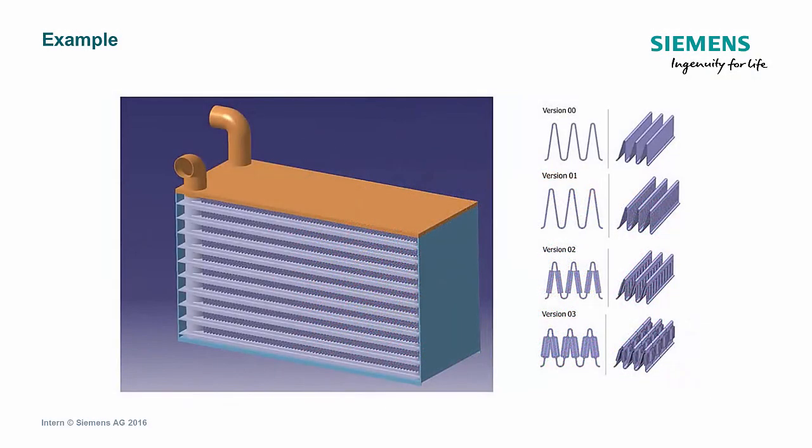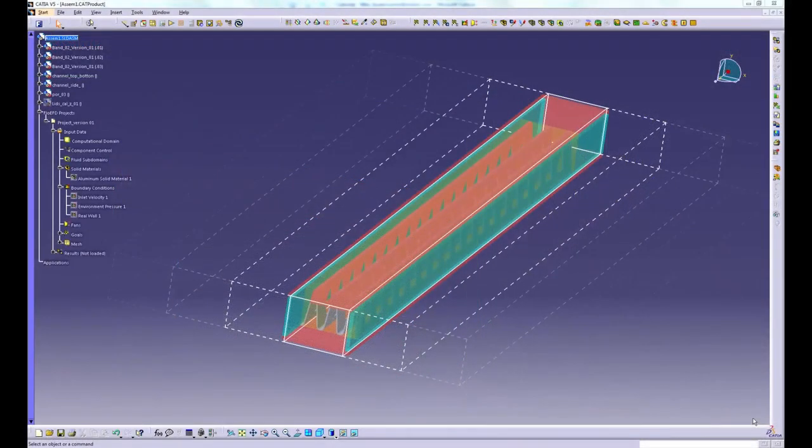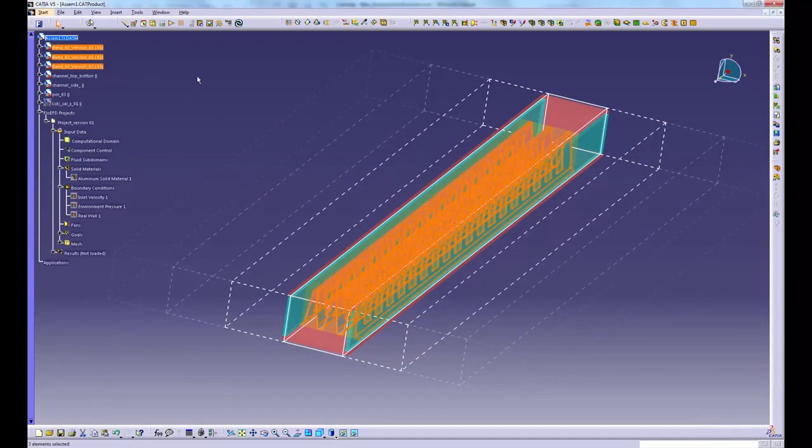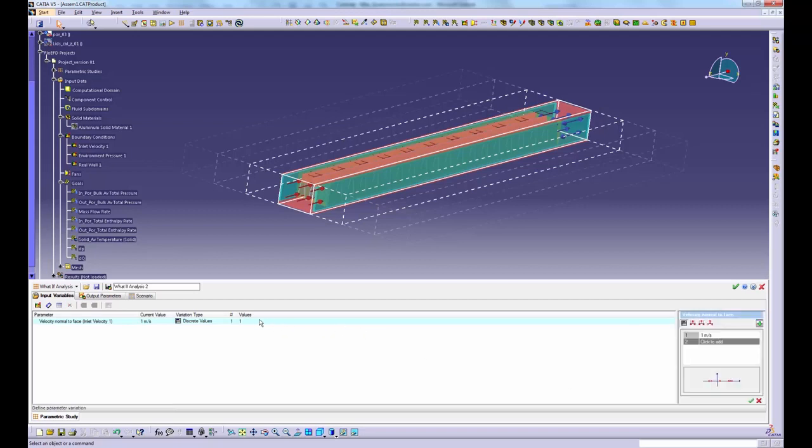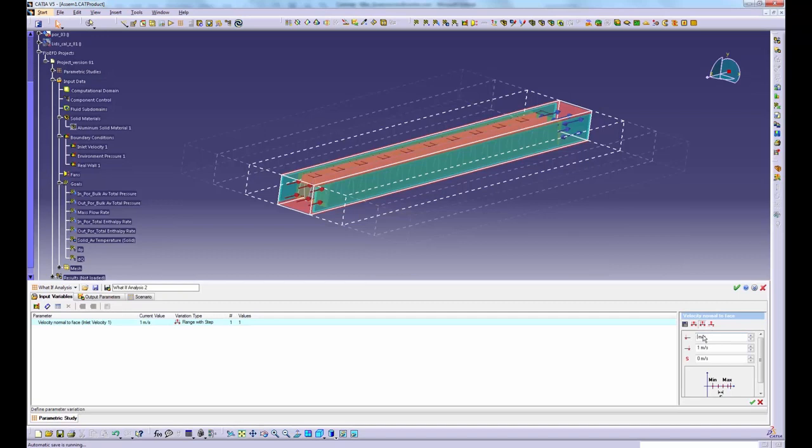For this example, we have four variations of the fin geometries. The first step is to characterize the fin geometry examples in terms of pressure drop and heat transfer rate. Here we can see our fin geometry, and we will use the FLOEFD parametric study to run a range of inlet velocities. From the parametric study we quickly get the pressure drop and the enthalpy difference, from which we calculate the heat transfer coefficient depending on the mass flow rate. From the list of available parameters, we select the inlet velocity and quickly set up our calculation points for the velocity.